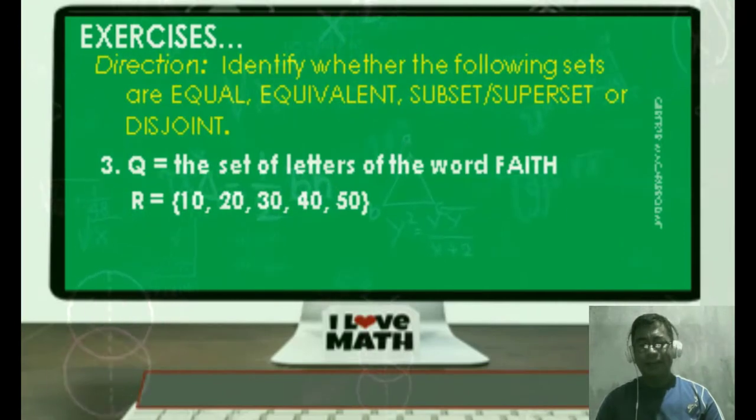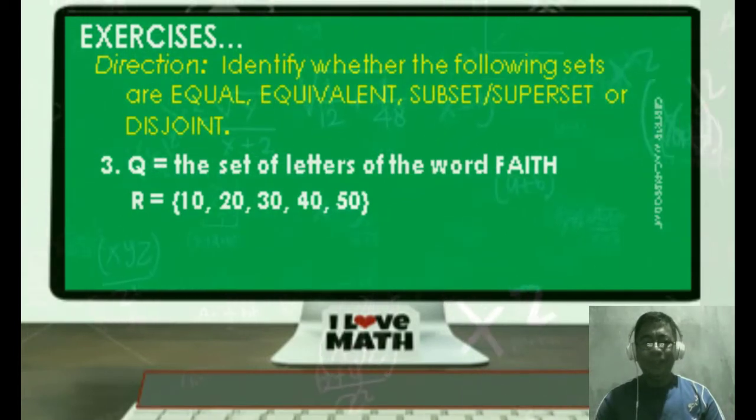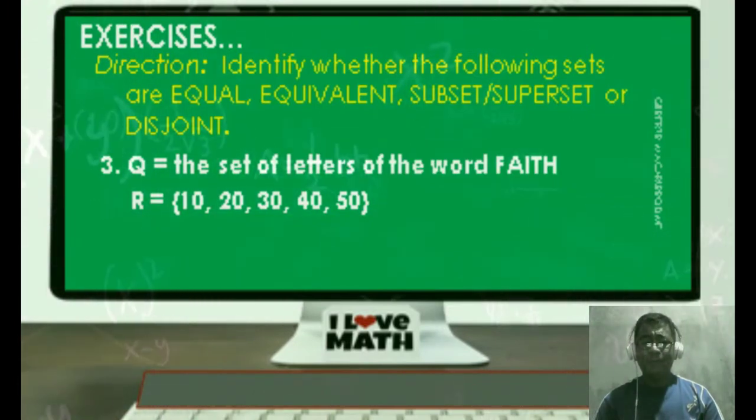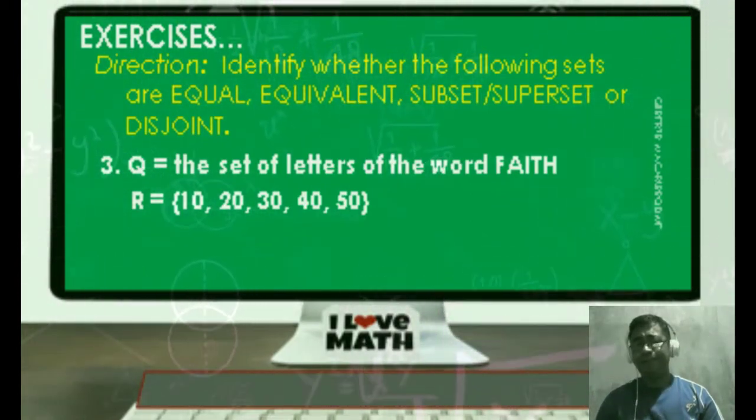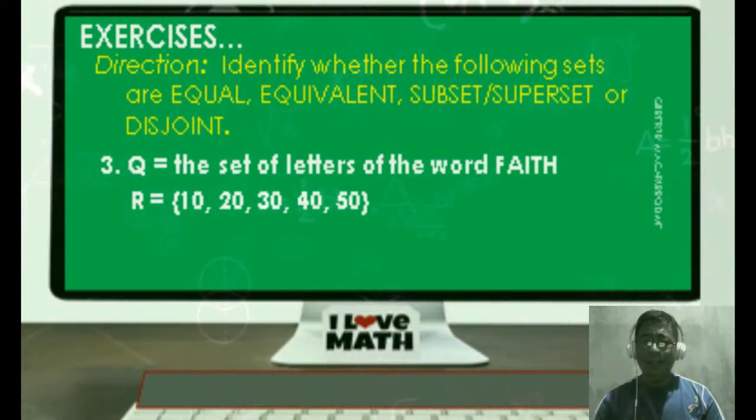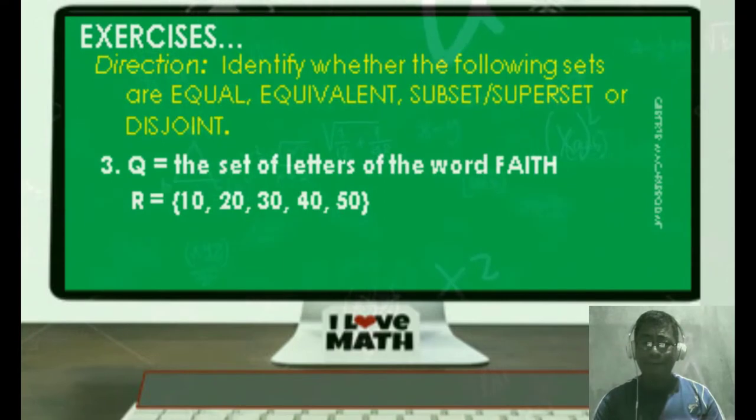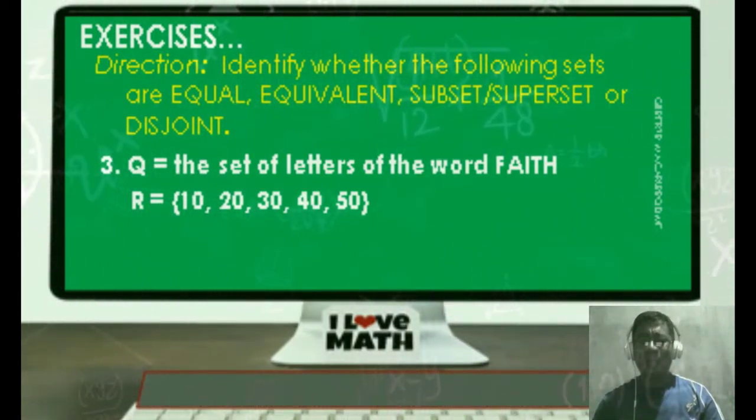How about number 3? We have here the pair of sets Q and R. Set Q is equal to the set of letters of the word faith, and set R is equal to 10, 20, 30, 40, 50. How many elements does set Q have? That's right. It has 5 elements. How about R? It also has 5 elements. So this pair of sets is simply, yes, that's right, equivalent sets.